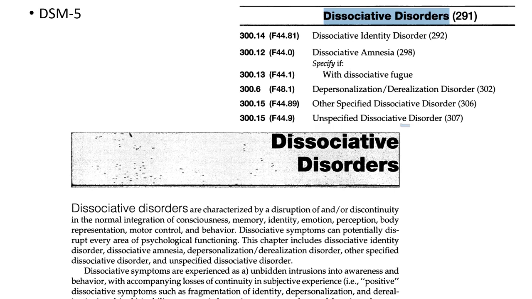So what does it say in the DSM on dissociative disorders? Well, it starts out by saying, dissociative disorders are characterized by a disruption of and/or discontinuity in the normal integration of consciousness, memory, identity, emotion, perception, body representation, motor control, and behavior. Dissociative symptoms can potentially disrupt every area of psychological functioning. This chapter includes dissociative identity disorder, dissociative amnesia, depersonalization, and other specified and unspecified dissociative disorder. And then it goes on to say some more.